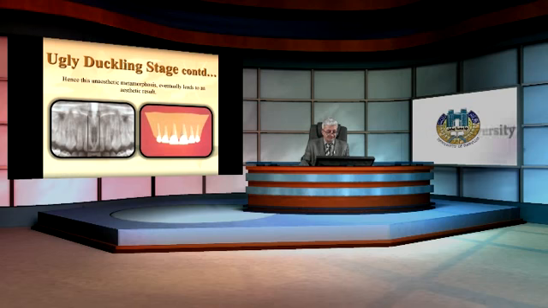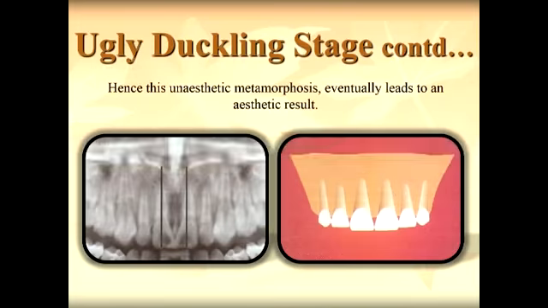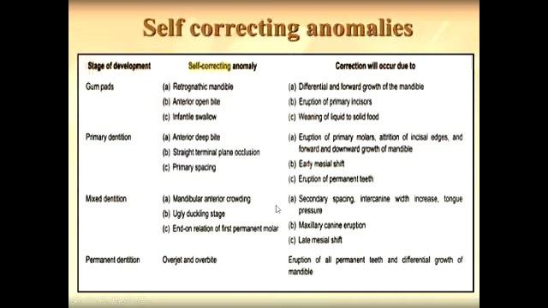Hence, this aesthetic metamorphosis eventually leads to the aesthetic result and the normal occlusion, which is restored in the mouth, and the long axis is very clear here in the apical X-ray or OPG.